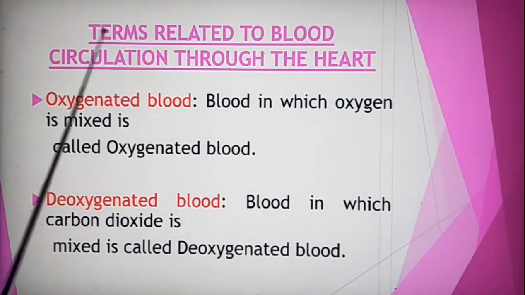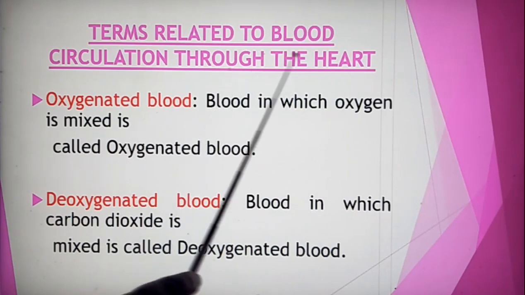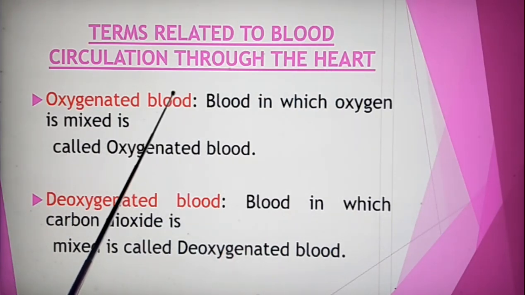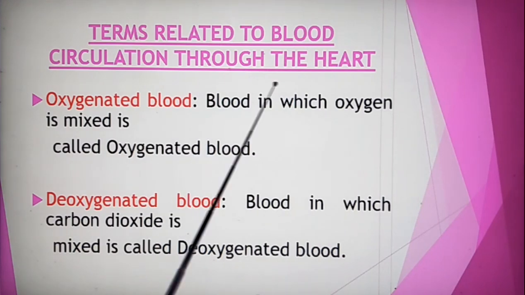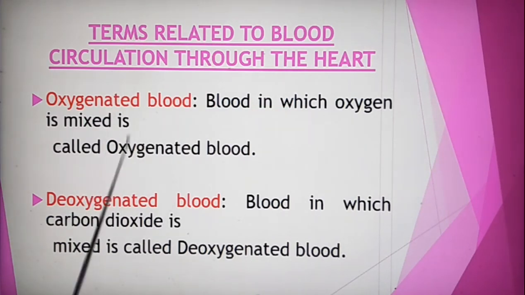Now we can discuss the terms related to blood circulation through the heart. Oxygenated blood. You are familiar with that term, isn't it? Blood in which oxygen is mixed is called oxygenated blood. And what is meant by deoxygenated blood? Blood in which carbon dioxide is mixed. Such blood is called deoxygenated blood. So two types of blood are there, oxygenated blood and deoxygenated blood. Oxygenated blood is the blood containing oxygen, and deoxygenated blood is the blood containing carbon dioxide.